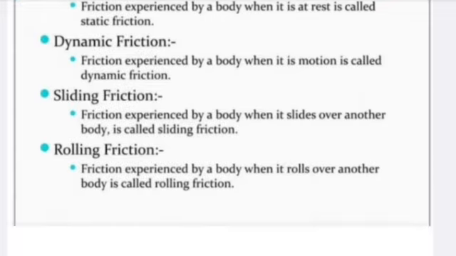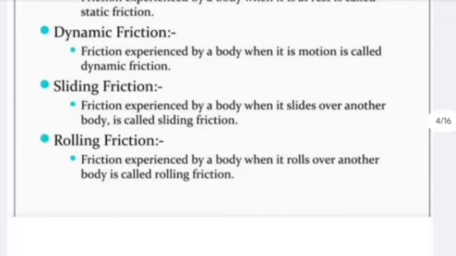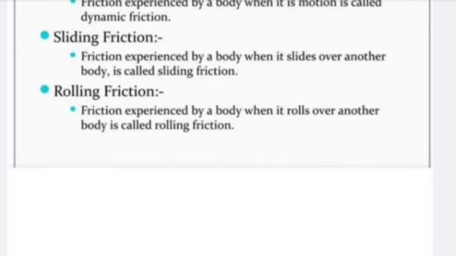Next is sliding friction. Friction experienced by a body when it slides over another body is called sliding friction. इसके वर्ड में ही आंसर है स्लाइडिंग फ्रिक्शन. Slides over another body. Next is rolling friction. Friction experienced by a body when it rolls over another body is called rolling friction. इसके भी वर्ड्स में इसका डिफाइन है. Rolling means rolls over another body. It's called rolling friction.